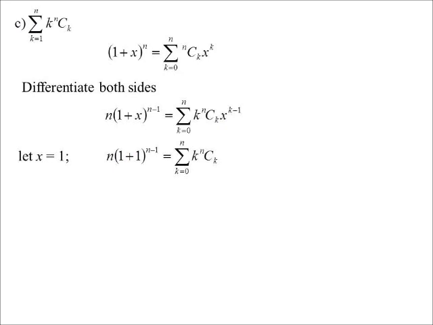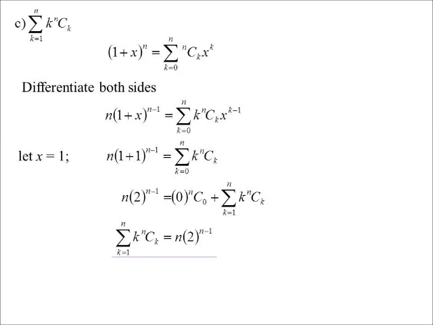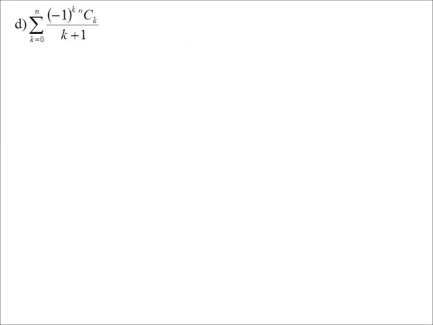Once again, I've got 0 to n. They want 1 to n. Well, actually, when I substitute in 0, I'll get 0 anyway because it's k times it. But on the left-hand side, we've got n times 2 to the power of n minus 1. So there's our answer. So that's the second idea. Rather than just a straight substitution, use some calculus. All right, now it's starting to look a bit fancy.